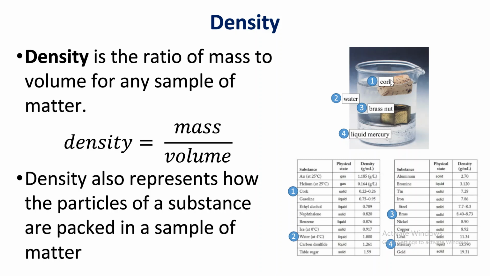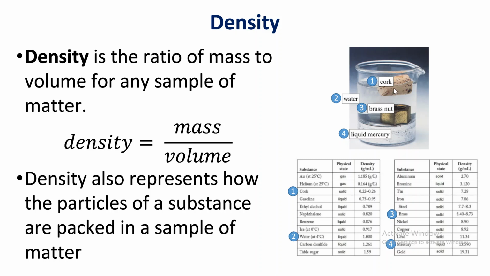Now let's look, for example, at cork. The density of the substance cork, which is a solid, is between 0.22 and 0.26. Notice the density of cork is way less than the density of mercury. So, what observation can you see here? Which substances float? Would you say the least dense or most dense?